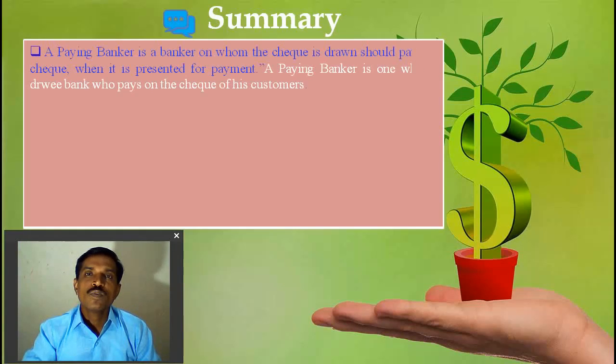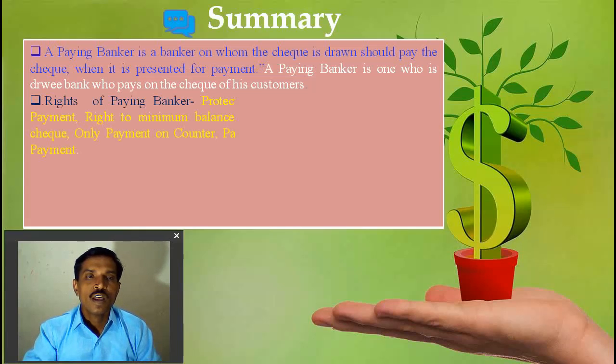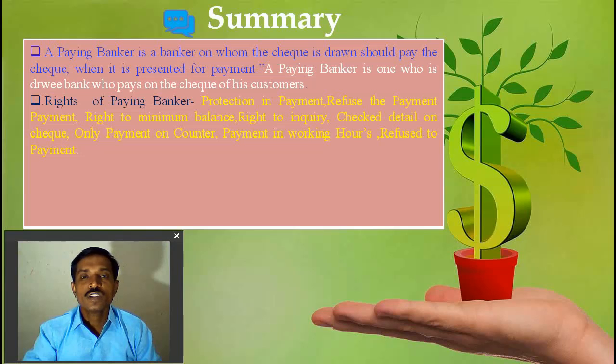Summary of this lecture: what we learned is that a paying banker is a banker on whom the check is drawn and who should pay the check when it is presented for payment. So the paying banker is the drawing bank that pays the check of its customer on behalf of the customer to third parties. And the rights of the paying banker: protection in payment, same-branch transactions, and refusing payment of the customer's check for wrongful endorsement, insufficient balance or any other reason.